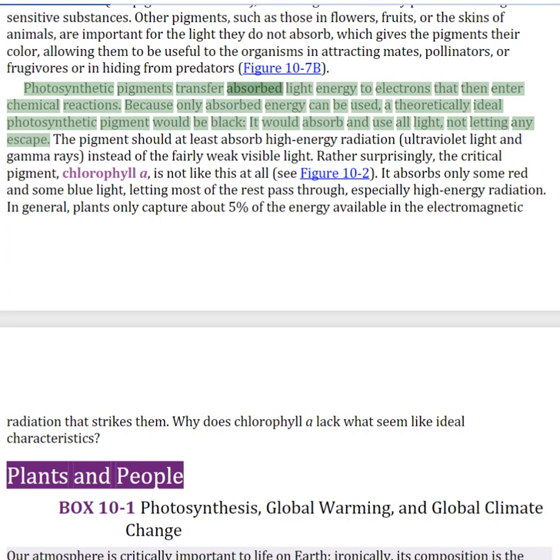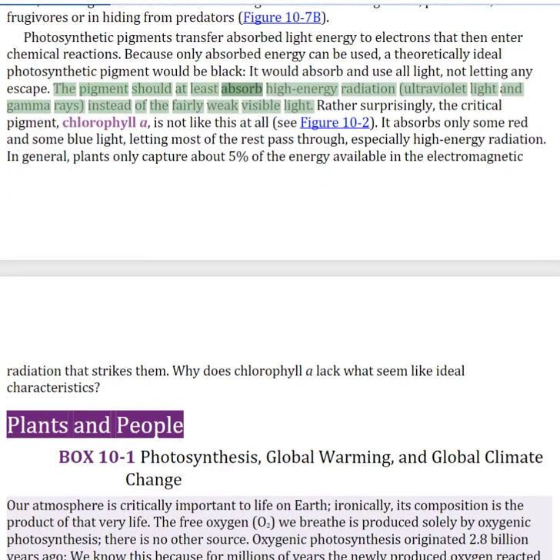Photosynthetic pigments transfer absorbed light energy to electrons that then enter chemical reactions. Because only absorbed energy can be used, a theoretically ideal photosynthetic pigment would be black. It would absorb and use all light, not letting any escape. The pigment should at least absorb high-energy radiation instead of the fairly weak visible light.